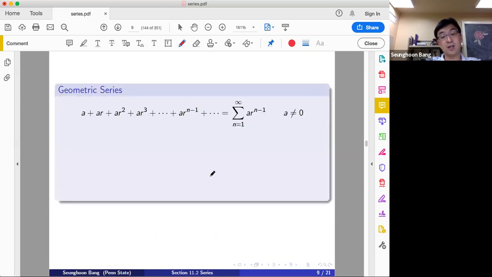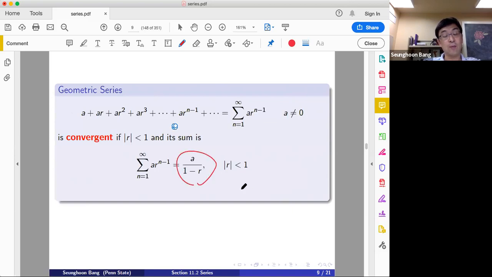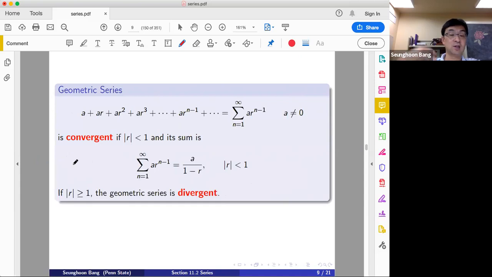The geometric series is convergent if the absolute value of r is less than 1. What does it mean? It is exactly the same as r being between -1 and 1. And the sum is a over 1 minus r. If the absolute value of r is greater than or equal to 1, what does it mean? It is exactly the same as r less than or equal to -1 or r greater than or equal to 1. In this case, the series is divergent.